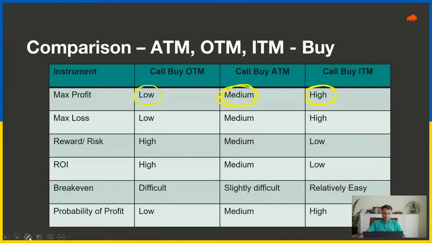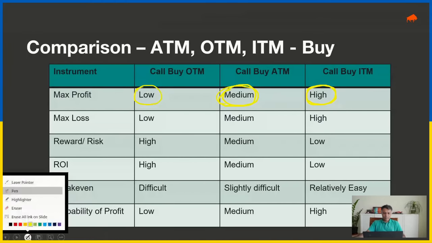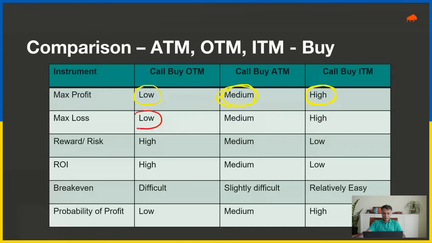The important thing is that max loss, which is one variable you optimize for, is the lowest in OTM, right? It is medium in ATM. It is high in ITM, right? Reward by risk is very high for OTM. We just saw that, right? In a big enough move, reward risk is high. So I'll just put a star here to say in a big enough move. This is medium, this is low. This is not very nice. ROI is very high for OTM. It is medium for ATM. It is low for this one.